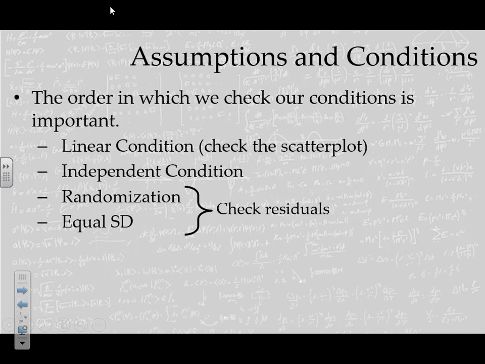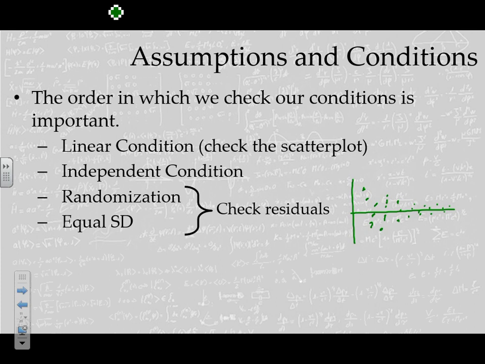And you're looking for random scatter, so you don't want to see any sort of pattern within the residuals. You don't want to see a curve or anything like that. And for equal standard deviation, you're looking, as you progress from left to right, does the spread of the dots appear to be equally distributed? So for instance, if you were looking at a residual plot, and you saw something like this, what condition would we be failing?